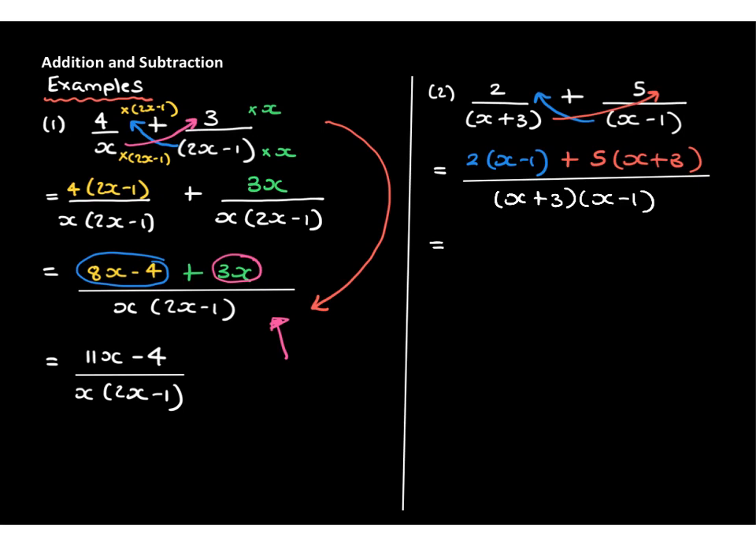We're then going to simplify the numerator, which will give us 7x plus 13 when fully simplified. This is all over a denominator of x plus 3, x minus 1, which again we are not going to expand unnecessarily. Let's have a look at a third example. I've got 3y over x minus 5 over x squared.